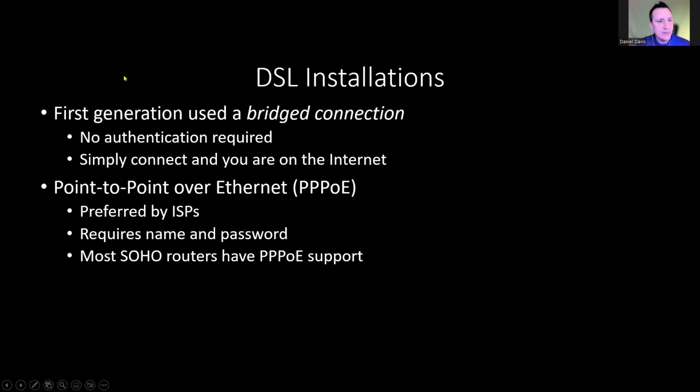DSL installation, a little bit more on this. The first generations used what's called a bridged connection. No authentication was required. You simply connect to the internet through your modem. Later on, they came up with Point-to-Point Protocol over Ethernet, PPPoE. This is preferred by the ISP because it gives them a little more control and a little more ability to see what's going on. It requires a username and a password. Most SOHO routers have PPPoE support.